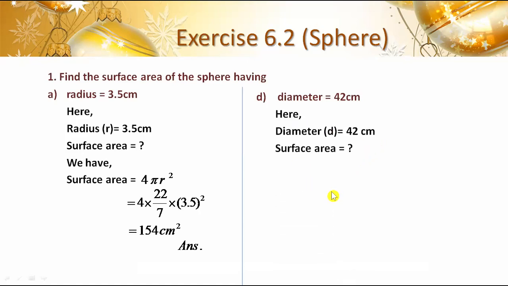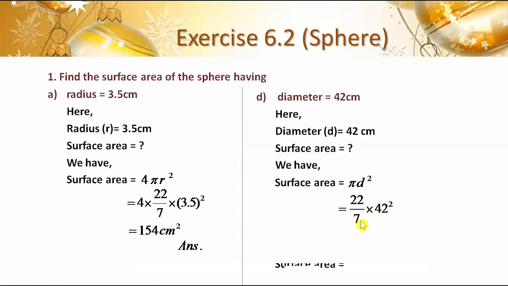So diameter is 42 centimeters. Surface area we have to find out, and the formula is surface area equal to pi d square. Value of pi is 22/7 into d square, that is 42 square. 22 into 42 square divided by 7 is equal to 5,544 square centimeter. In this way, easily we can calculate the surface area if radius is given and if diameter is given.